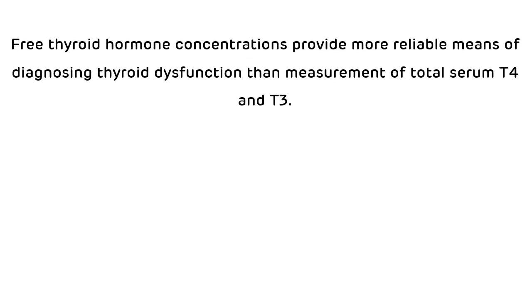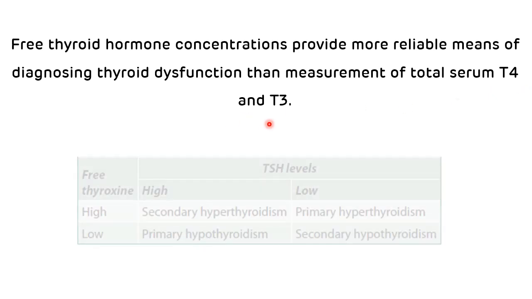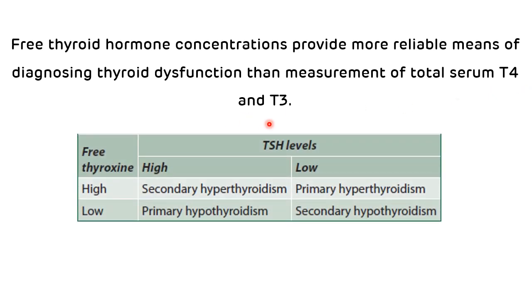Free thyroid hormone concentration provide more reliable means of diagnosing thyroid dysfunction than the measurement of total serum T4 and T3. So this is the table showing the relationship between the free T4 level and TSH level. As we have already seen that TSH levels are low in primary hyperthyroidism and secondary hypothyroidism, and TSH levels are high in secondary hyperthyroidism and primary hypothyroidism, while free thyroxine levels are high in primary hyperthyroidism and secondary hyperthyroidism, and they are low in primary hypothyroidism and secondary hypothyroidism.